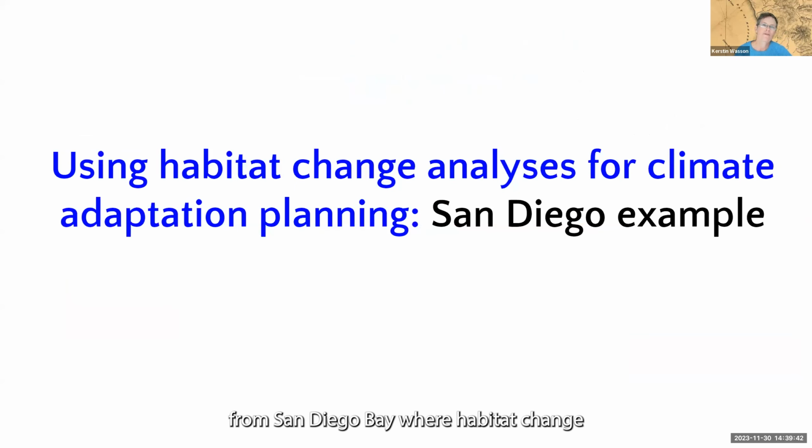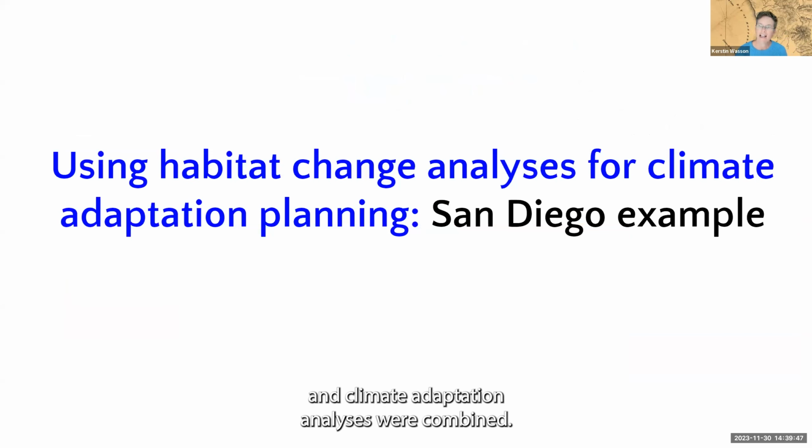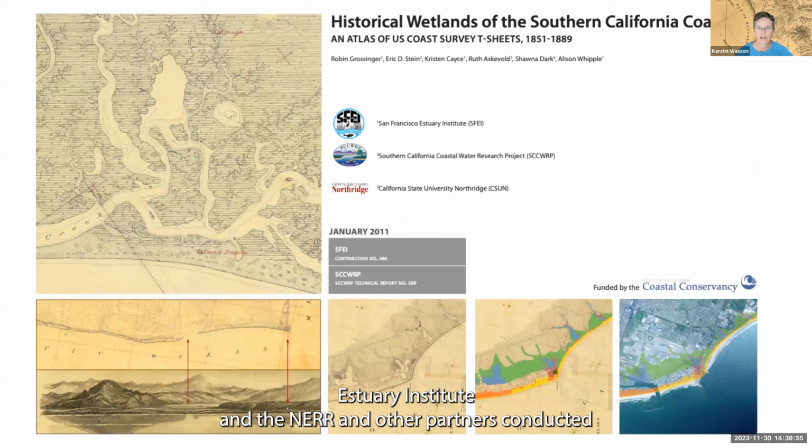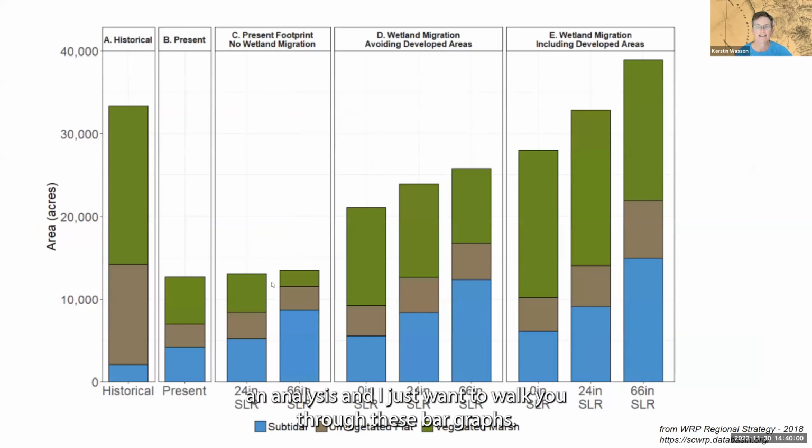This is an example from San Diego Bay, where habitat change and climate adaptation analyses were combined. This is not from our data, but could be done with a project like ours. San Francisco Estuary Institute and the NERR and other partners conducted an analysis. And I just want to walk you through these bar graphs.